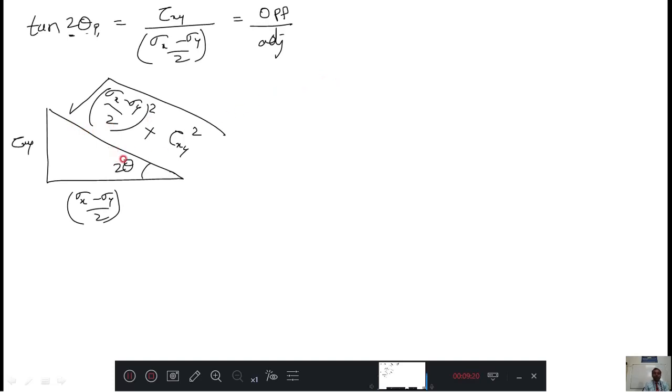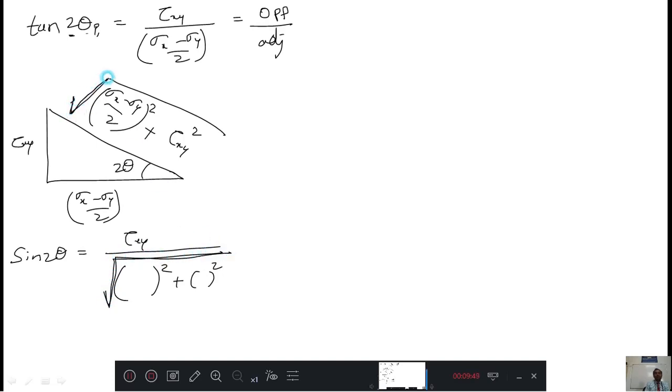Now, by knowing this, you can define sine 2 theta for this diagram. The sine 2 theta formula is opposite by hypotenuse. Opposite is tau xy, and the hypotenuse is this big square root. You write it on your own, I don't waste time writing this one. Just I will put it like this. Whenever I put a big square root, it means whatever is inside the square root, that I am writing here. This is copy paste. Sine 2 theta, you got it?